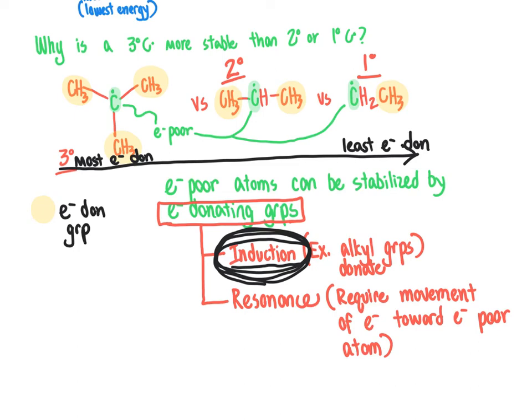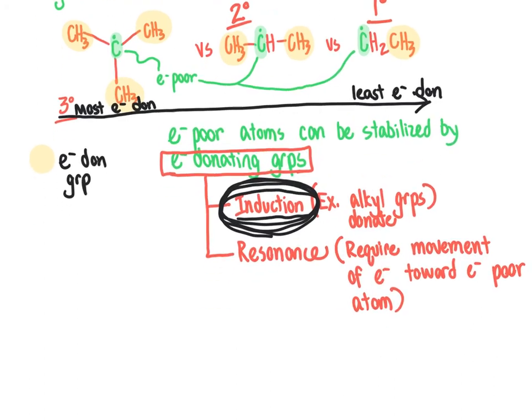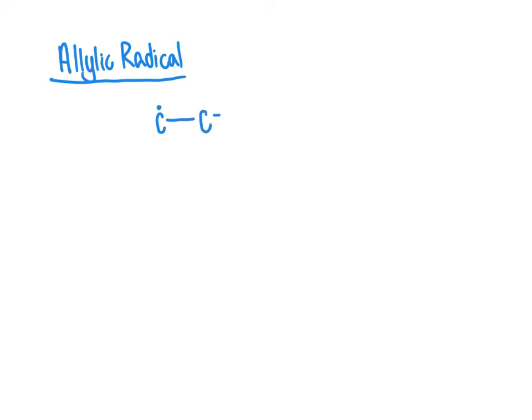Now what we'll look at is a situation where resonance can come into play to act to stabilize carbon radicals. And the case where resonance can come into play is the situation where we have what we refer to as an allylic radical. So an allylic radical is going to be a radical that is separated by a single bond from an alkene group, a carbon-carbon double bond. So an allylic radical has to have the general structure of having a carbon radical that's separated by a single bond from an alkene group.